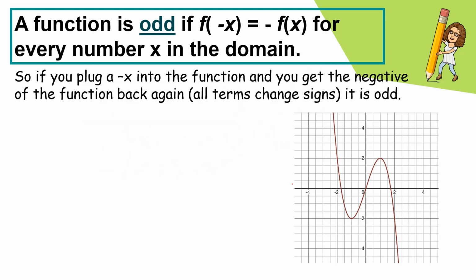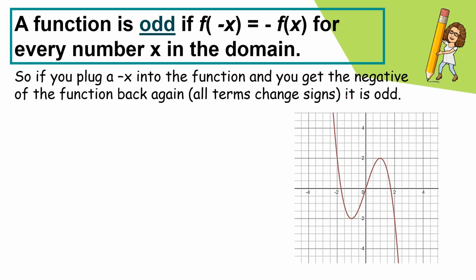So how do we know if it's odd? What we're going to say mathematically is that f of negative x is equal to negative f of x for every number x in the domain. That was a lot, right? Let's simplify it. Simple English.